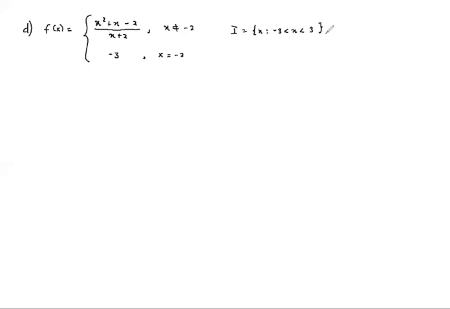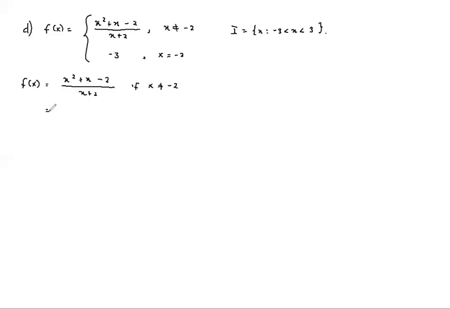Okay. Now we look at the upper piece. Remember, this function is a piecewise function, meaning that it's defined in two pieces. One, f of x is x squared plus x minus 2 over x plus 2 if your x is not negative 2. For as long as x is not negative 2, f of x is what I've written now. Immediately you find yourself with negative 2, your function will be negative 3.